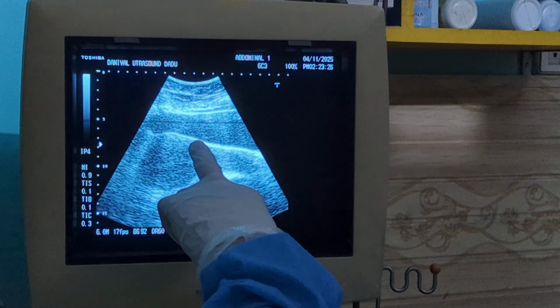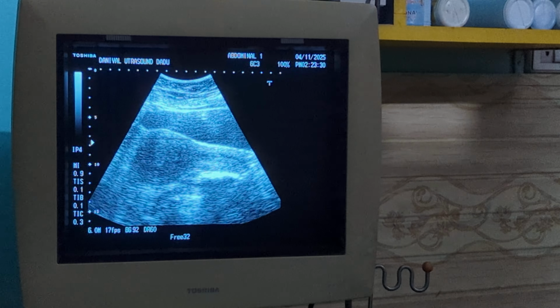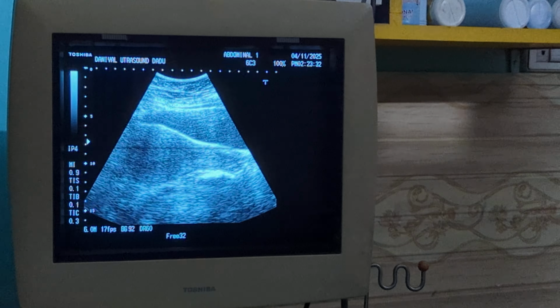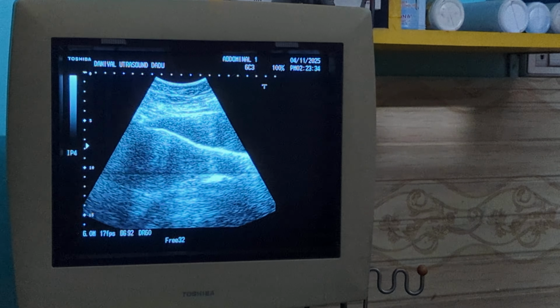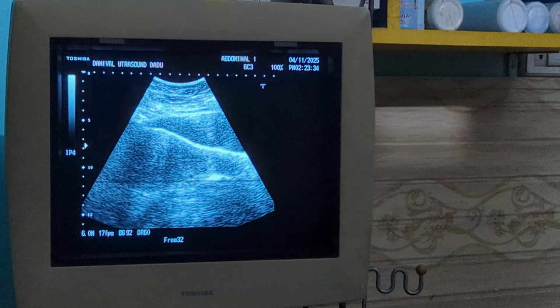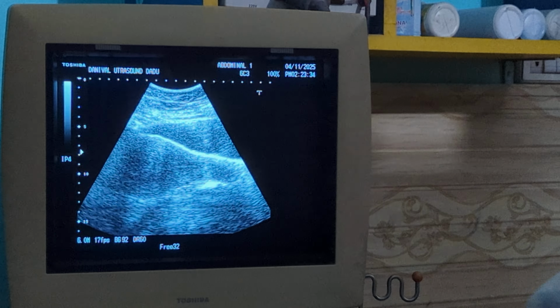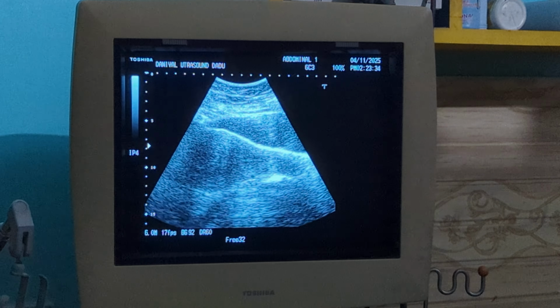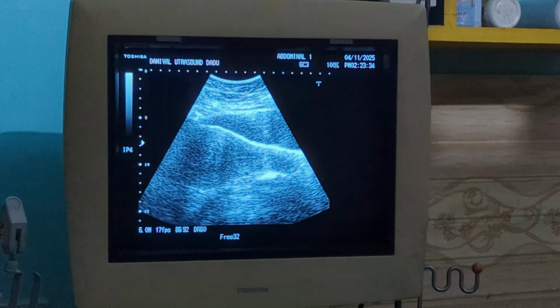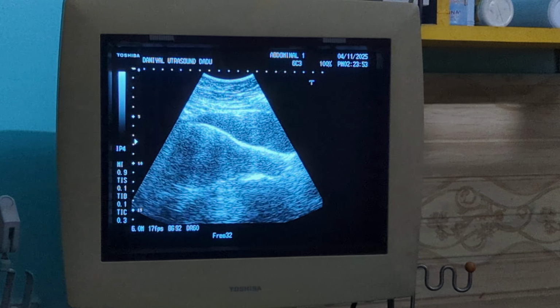Here are cystic spaces spread all over the myometrial parenchyma, the myometrium or the parenchyma of the uterus. The uterus is globular, enlarged, and these tiny myometrial cysts usually measure 0.2 centimeters in diameter. This is a classical picture of adenomyosis.